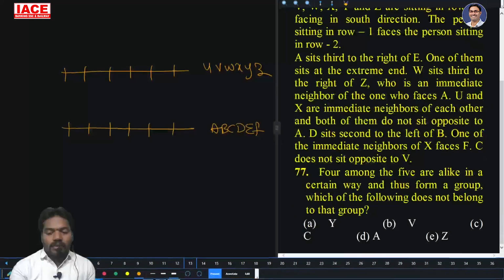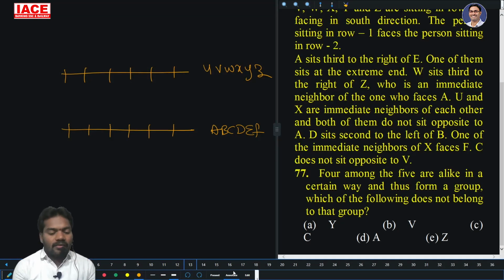Now, A sits third right of E. Take it as E: first right, second right, third right, A is here. One of them sits at the extreme end. Now take it as A: first right, second right, third right. One of the persons is A, and I am taking the other as E.